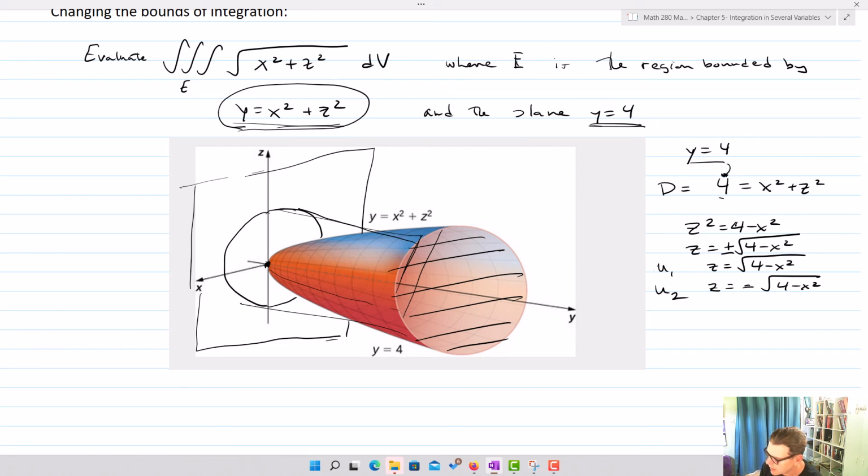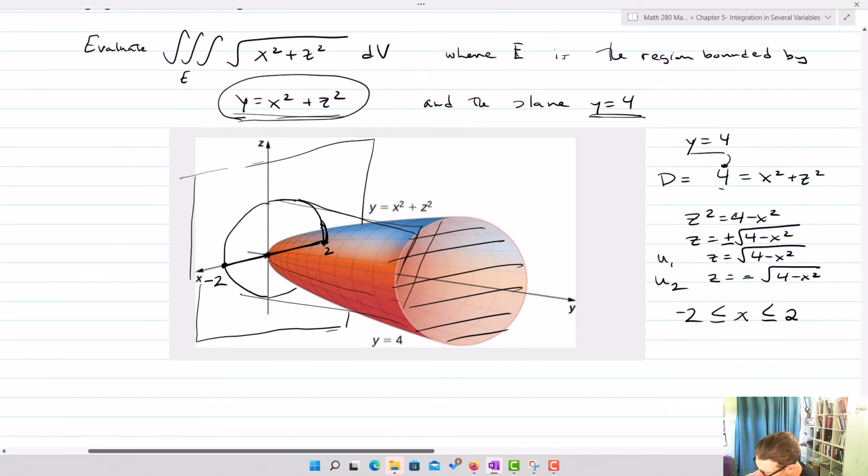And then finally, we need the values for x. The values for x for that circle in the region D are going to go from -2 to 2, because those are the values for the projection onto the xz plane for that circle. So x is going to be greater than or equal to -2 and less than or equal to 2.